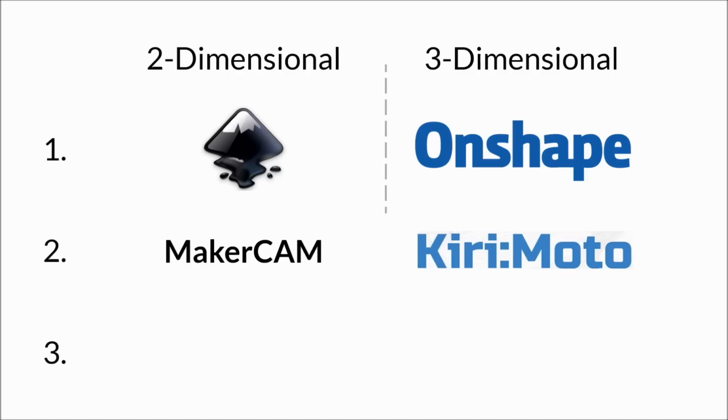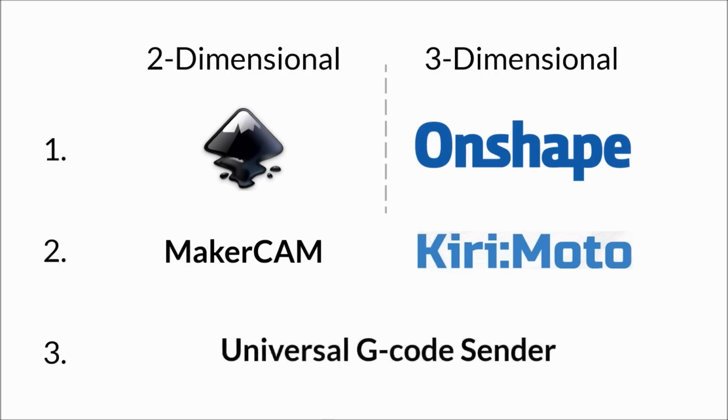The last step in this process is sending your G-code file to your machine. To do this, we use G-code sending software, and the software that we would recommend using is Universal G-code Sender, or UGS for short, since, once again, it's a freely downloadable software that's easy to use but still fully capable of handling most tasks you send it.